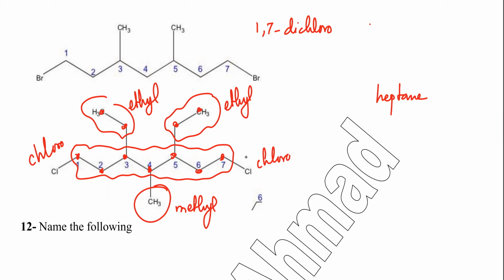Then I've got my ethyl branches. There are two of them, so it's a diethyl. One is at 3 and the other one is at 5. So it's going to be 3,5-diethyl. And then I've got a methyl on the fourth one. So that's 4-methyl, and it's a heptane molecule. Is this clear?